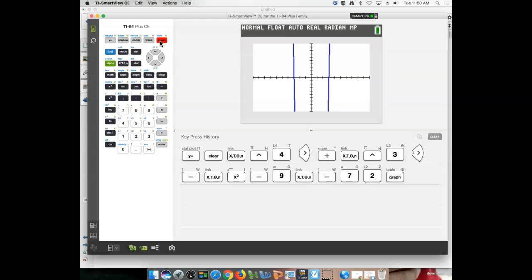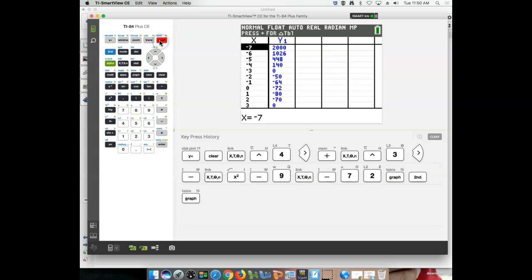Okay. How do I find those? What do I look at next? The table. Okay, so we're going to hit second graph, which gives us our table. And what are we looking for here? Zeros in our y's. Okay, so I'm seeing these 2. If those don't pop up on your table, you might have to scroll your table up and down a little bit. Okay, so we have x equals -3 and x equals +3. Is everybody okay with that?